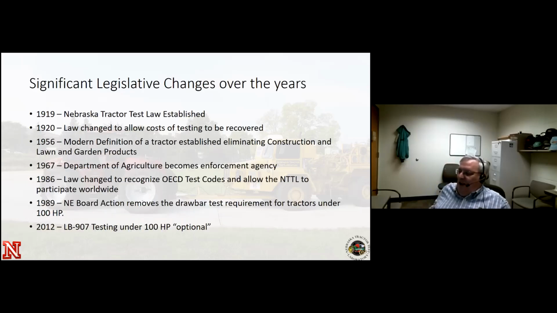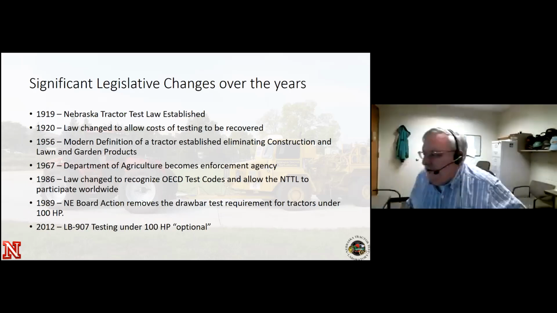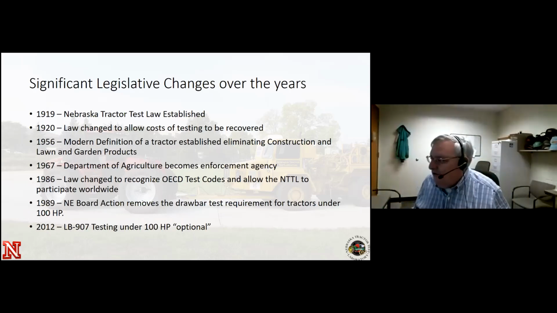So the law has changed a bit over the years. 1919 we started, and in 1920 we had the change I just mentioned. Back in 1920, there was no real differentiation between agricultural tractors and construction equipment. By 1956, those market segments had developed differently, and it was recognized that the real purpose of the tractor law was to protect users of agricultural tractors. So a more modern definition of an agricultural tractor was created that eliminated construction, and also some of the budding water guard products that were starting to appear.